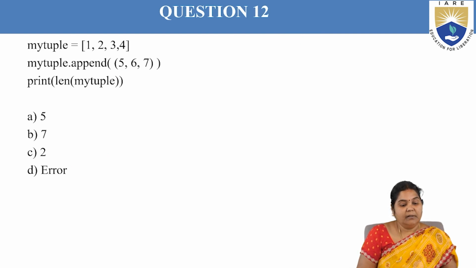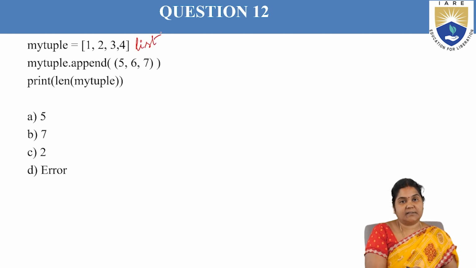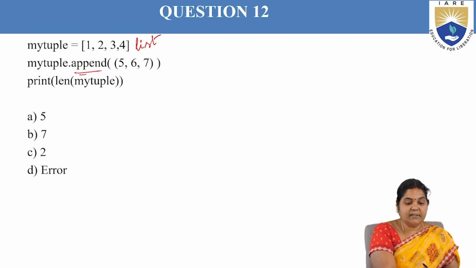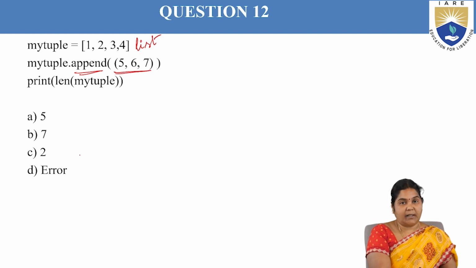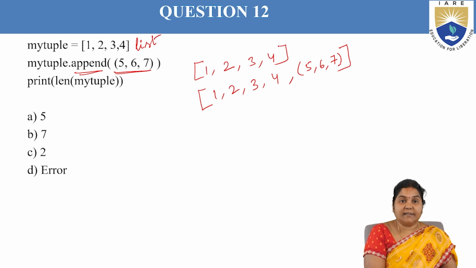Now, if you try a similar question, originally my tuple is a list containing 1, 2, 3, 4. For the list, append is a valid method. So what are we appending? We are appending a tuple to that list. Originally the list contained 1, 2, 3, 4, and when you do an append operation, it will look like 1, 2, 3, 4, and then (5, 6, 7) is appended as a single value to that list.